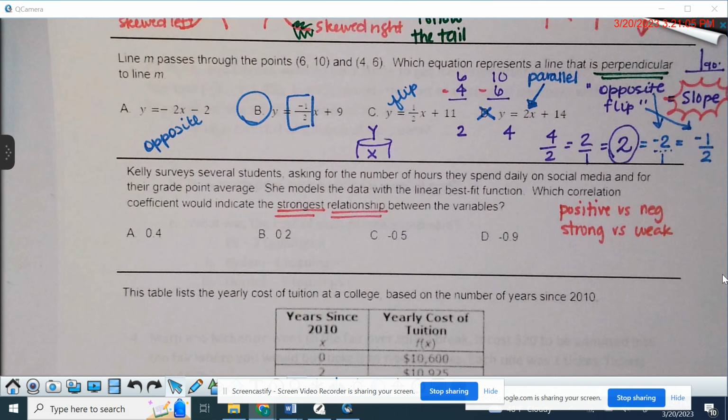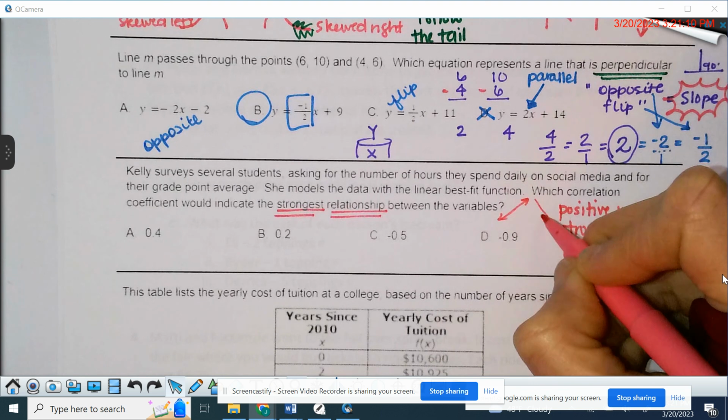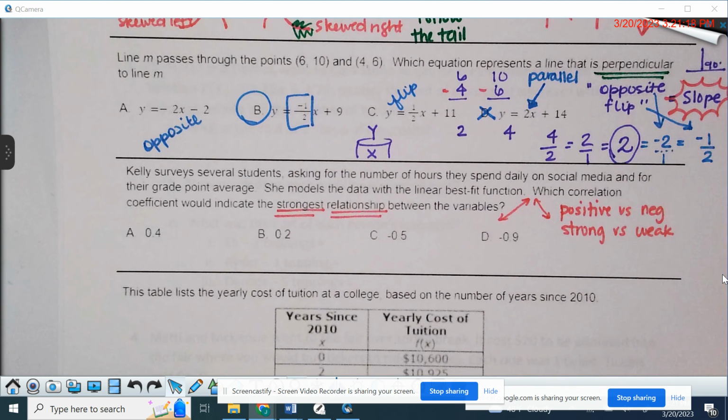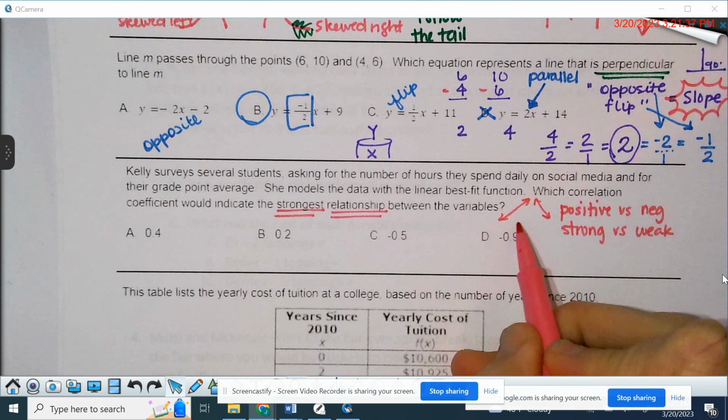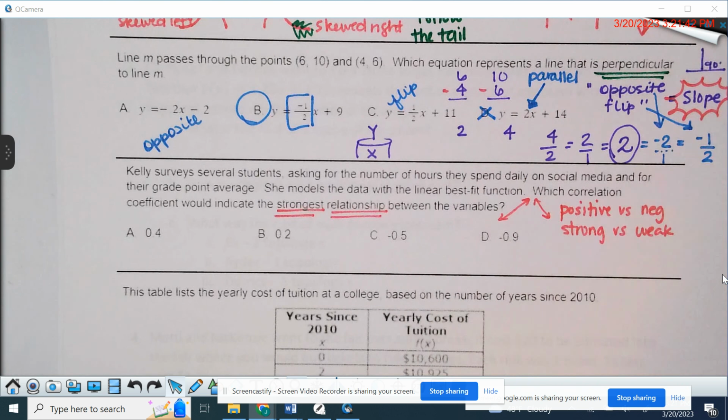All that's saying, so positive and negative decides if the data is going this way versus this way. And that would be like, if let's just say the x-axis was the hours you spent on social media and your class scores are running up your y-axis. So the more you spend on social media, the lower your scores are going. That's just a negative correlation. The more time you spend on social media and the higher your class score gets, that would be positive, because as I travel on the x-axis, as it increases, y would increase. So positive versus negative has nothing to do with strong versus weak.